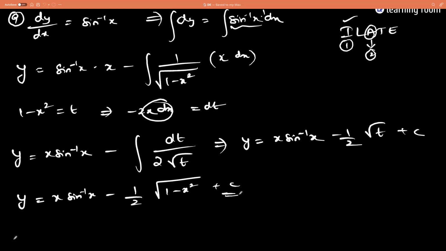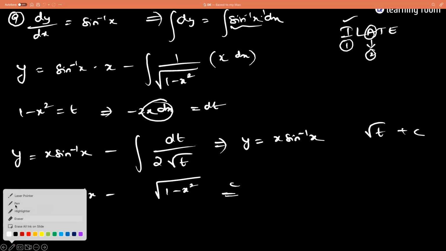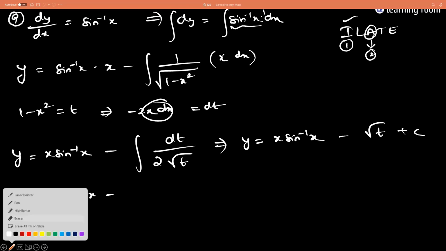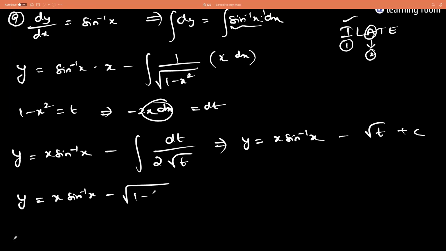Sir, that 1 by 2 should not be coming, right? It's not there, no? Yes, sir, it should not come. Minus, now I think it's fine. Root of 1 minus x square.